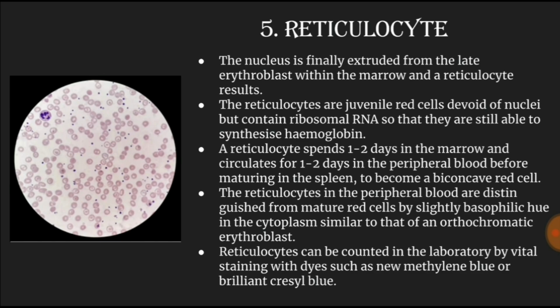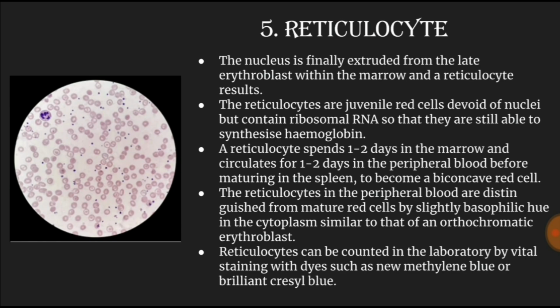And as it reaches the state of reticulocyte, they spend 1 to 2 days inside the marrow itself, and then they are released into circulation. When in circulation, they go into the peripheral blood, and from peripheral blood they go to the spleen, wherein they mature into biconcave RBCs. And once they are biconcave RBCs, they come into the proper circulation and functioning of the RBCs.